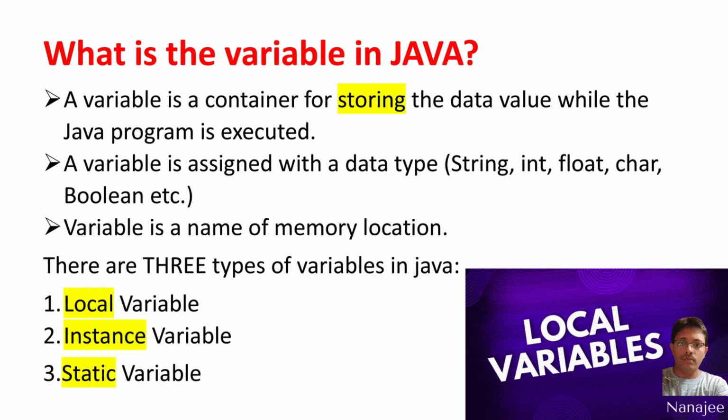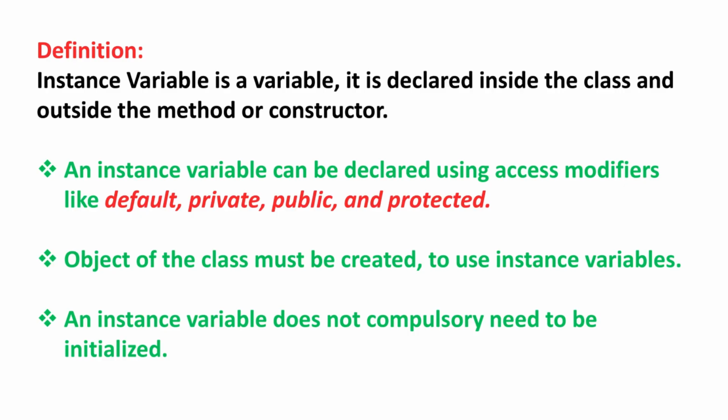Hello everyone. In the previous videos, we discussed the variables in Java. There are three different variables in Java. One is local variables, second one is instance variable, third one is static variable. In the last video, we already discussed the local variables with Java examples. In this video, we will discuss the instance variable.